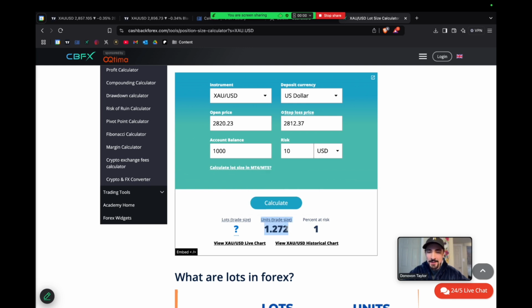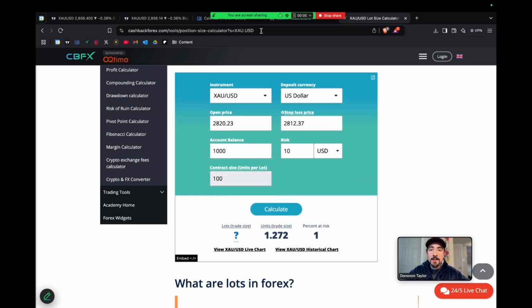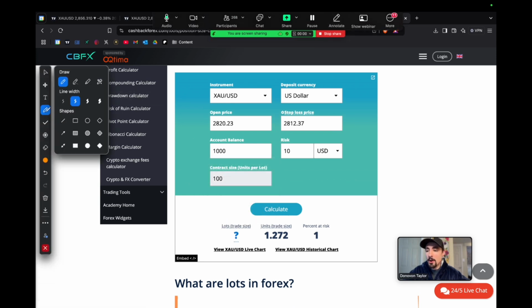Don't take that. Okay. That is way too big of a lot size for this trade. That is not your lot size. This is your lot size right here. It's going to give you a question mark. If you're putting in open price and stop loss price, it's going to give you a question mark. When I click that, it's going to ask you to define the contract size.